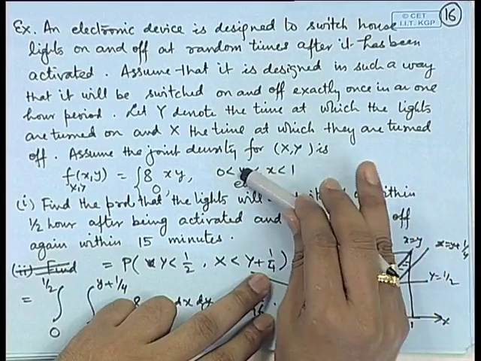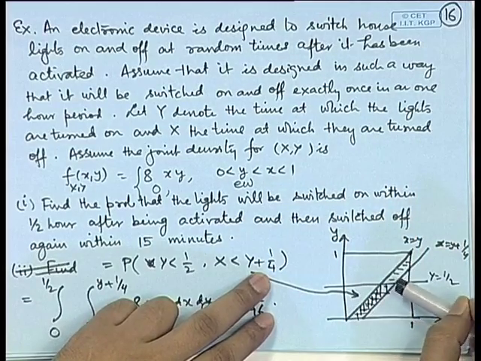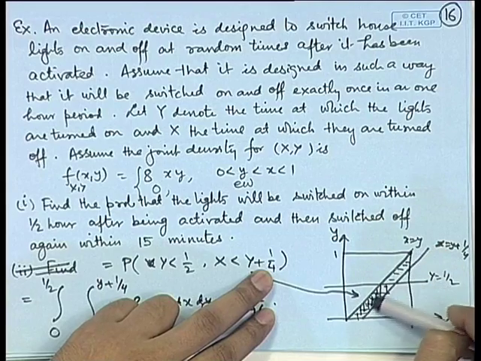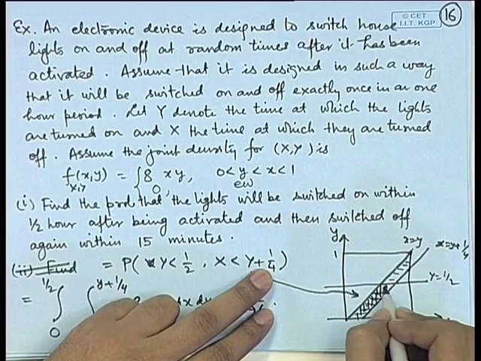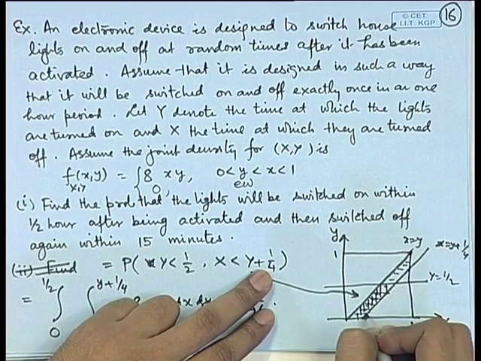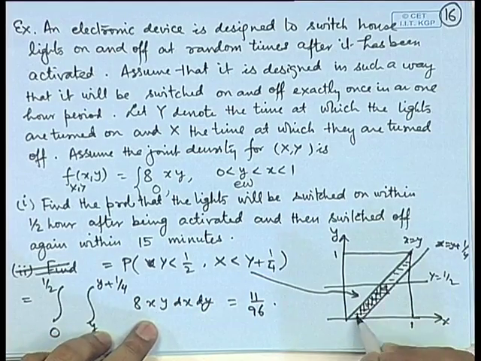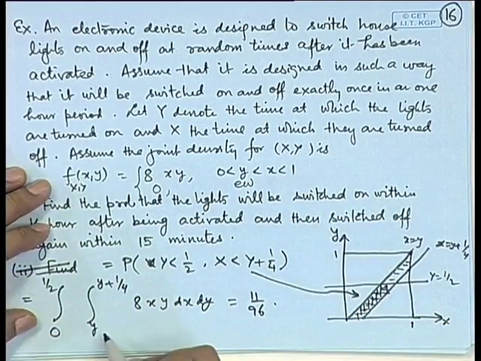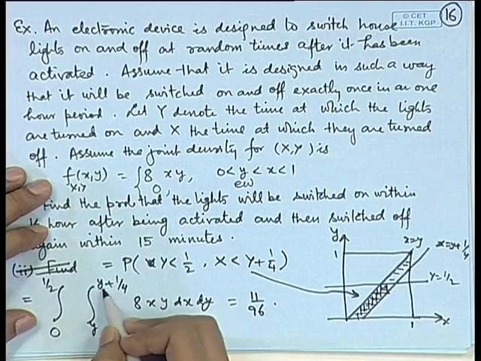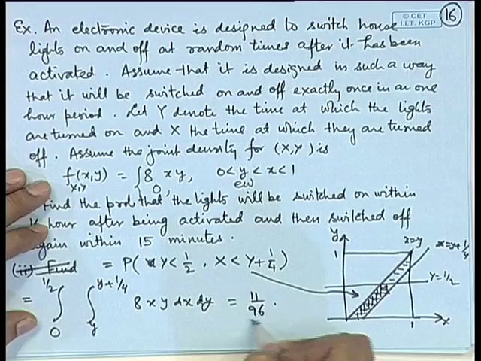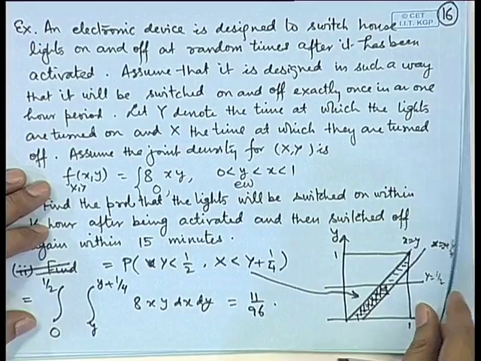Now, x is greater than y, that means here, and the line x equal to y is equal to 1 plus 4 is this line. So, we are basically in this zone. So, we have to integrate the joint density 8xy over this region. So, the limits of integration are for x, y to y plus 1 by 4, and for y it will be 0 to half. So, this turns out to be 11 by 96.